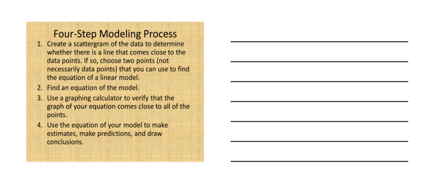Four-step modeling process. Do notice that even though we can change the form we state our functions or equations into function notation, or f of x, our four-step modeling process is still the same. One, create a scattergram of the data to determine whether there is a line that comes close to the data points. If so, choose two data points that you can use to find the equation of a linear model. Two, find an equation of the model, same as before. Three, use a graphing calculator to verify that the graph of your equation comes close to all of the points. And four, use the equation of your model to make estimates and make predictions and draw conclusions.